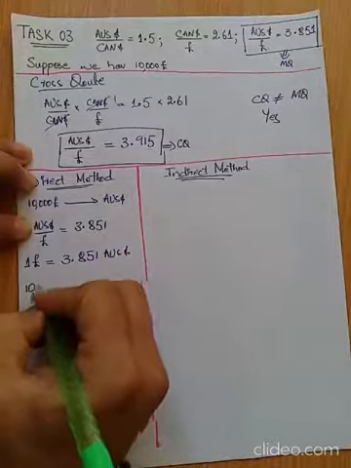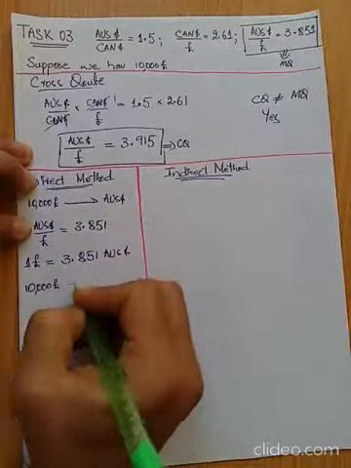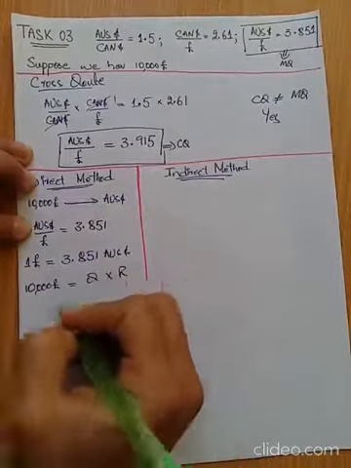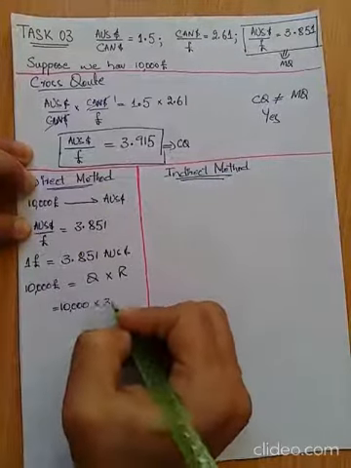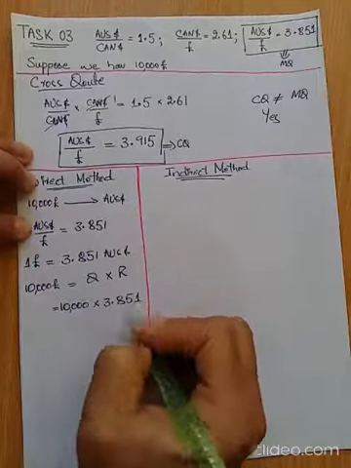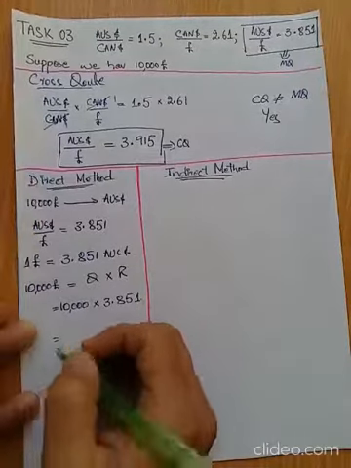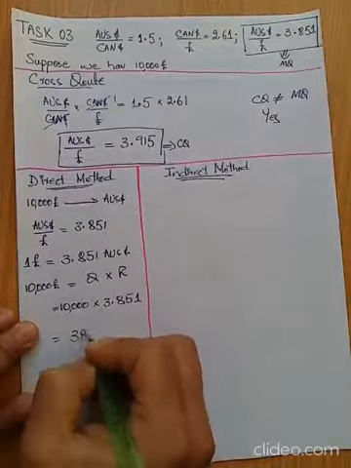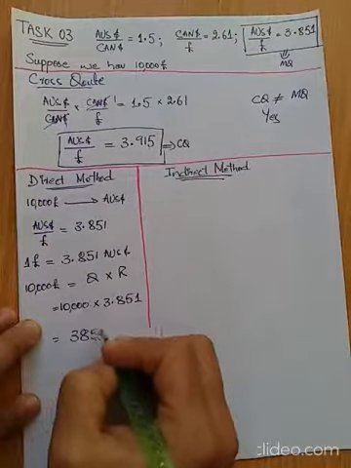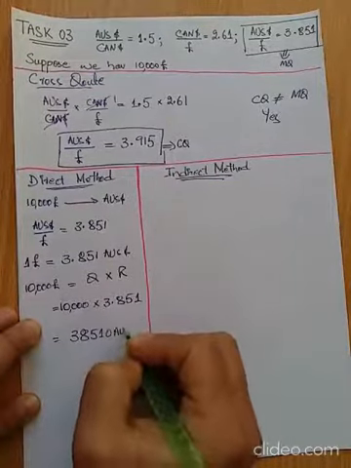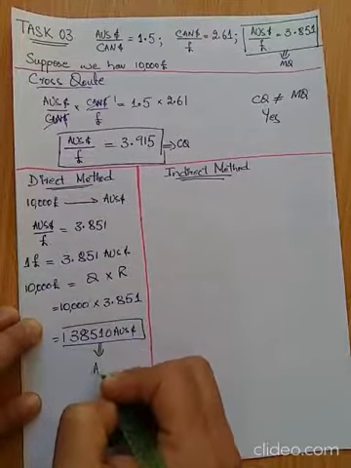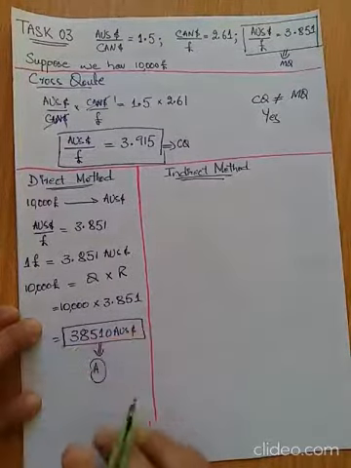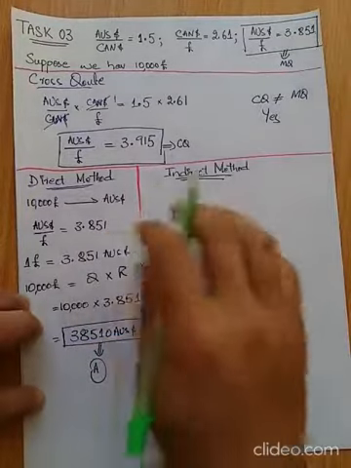So if I wish to convert 10,000 pounds, that would be equal to quantity multiplied by rate. The quantity is 10,000 pounds, the rate is 3.851. So the Australian dollars that I will get would be 38,510 Australian dollars if I directly convert it, okay? That's the direct one. Then I go to the indirect one.